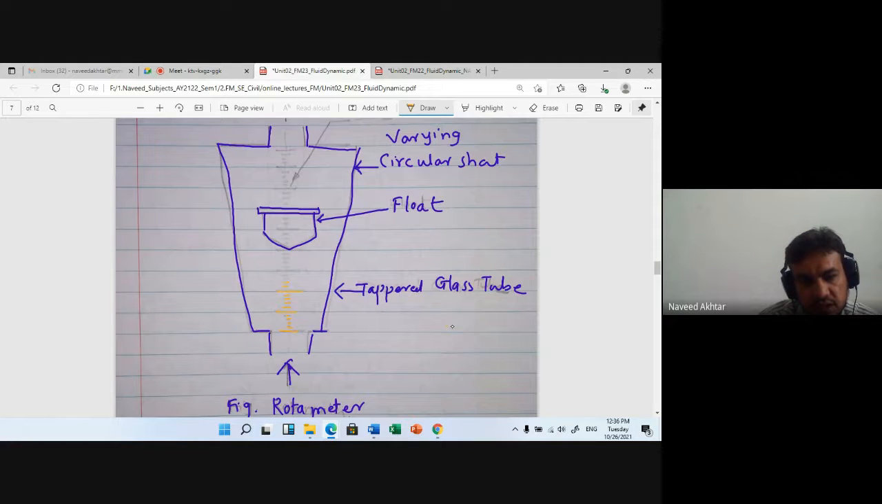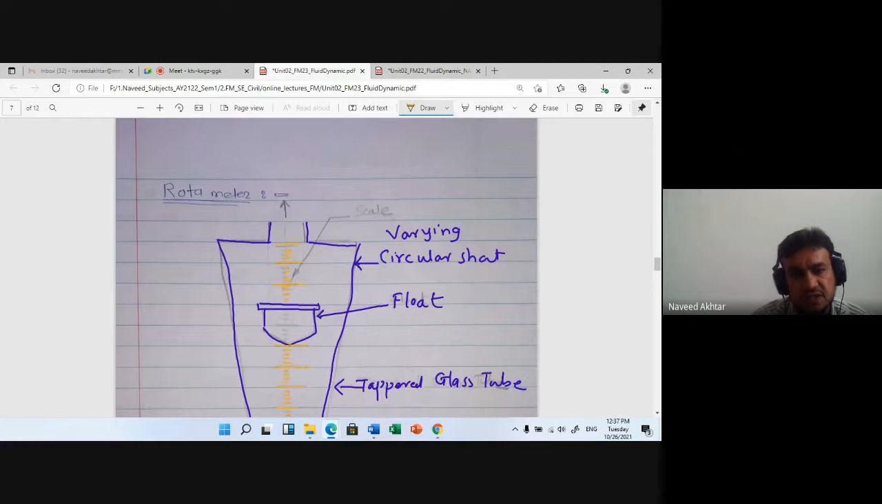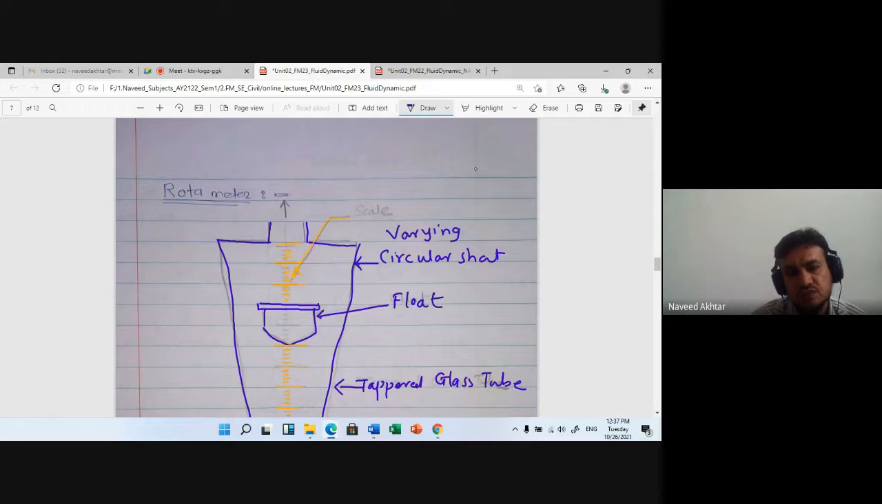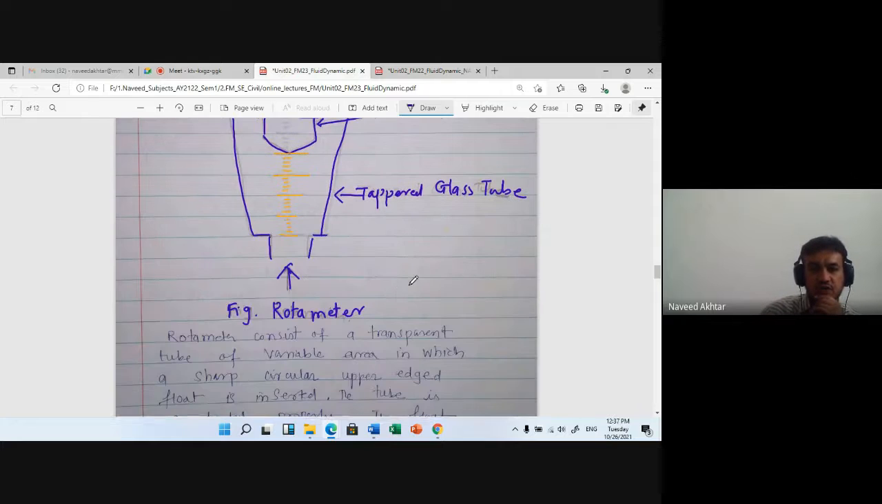Like this there is a scale. The scale is graduated, and the scale is there on the rotameter. The yellow line is nothing but the scale. Okay, I will read out how it is working.